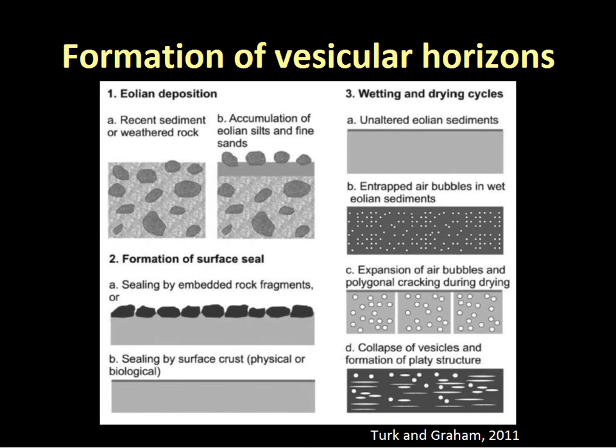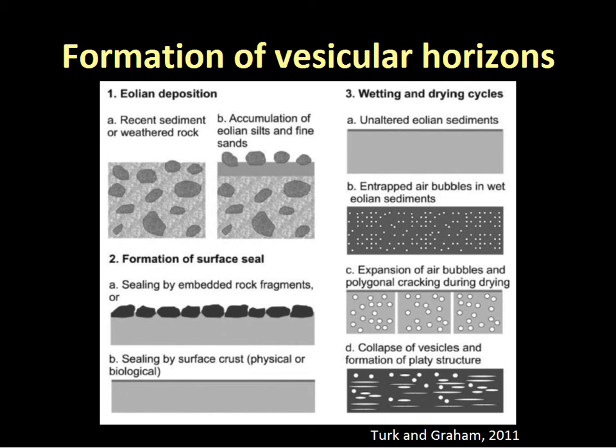So we can think of the method of vesicular horizon formation as a three-step process. Although these three steps in the process occur somewhat separately and somewhat simultaneously, so you can't really think of it as a process. But the main components are, first, aeolian deposition. What this does is it enriches the surface layer of the soil in aeolian silts and fine sands, which are the major texture that's conducive to the formation of the vesicular horizon.